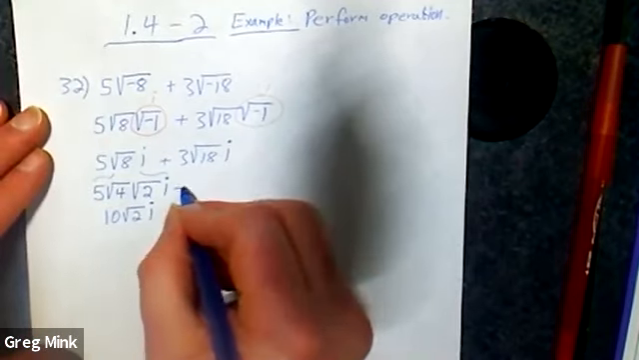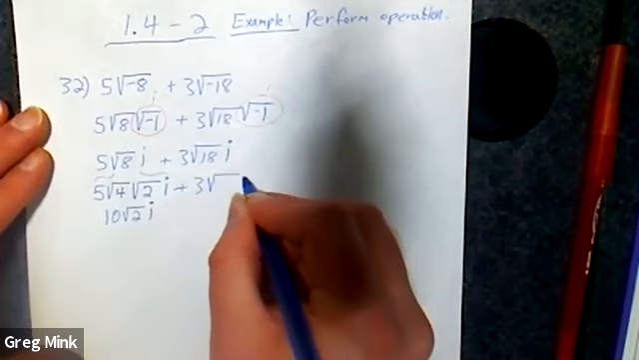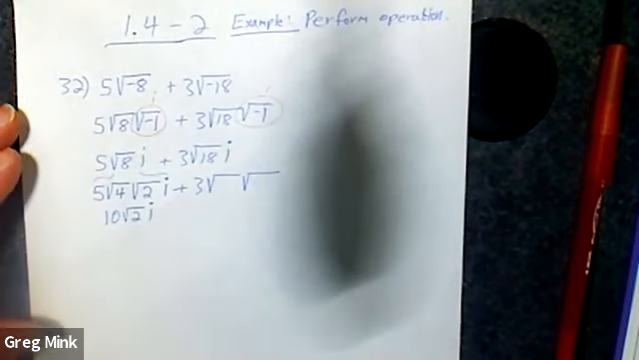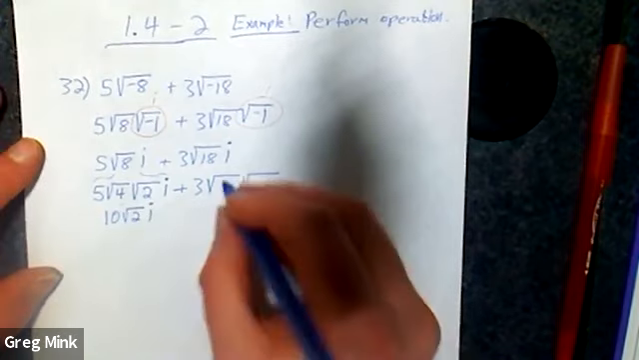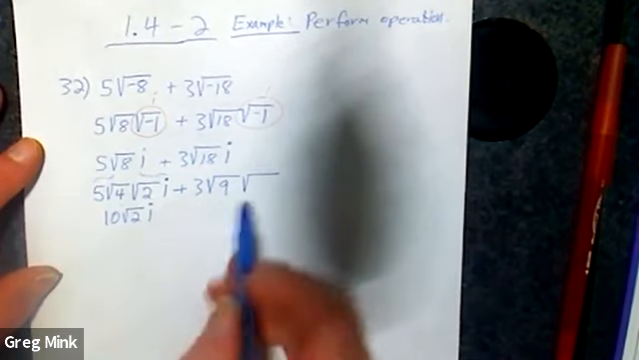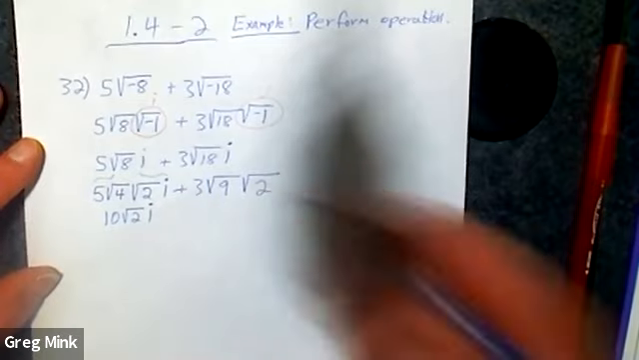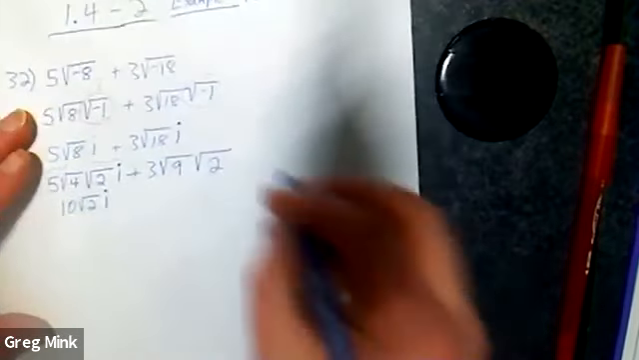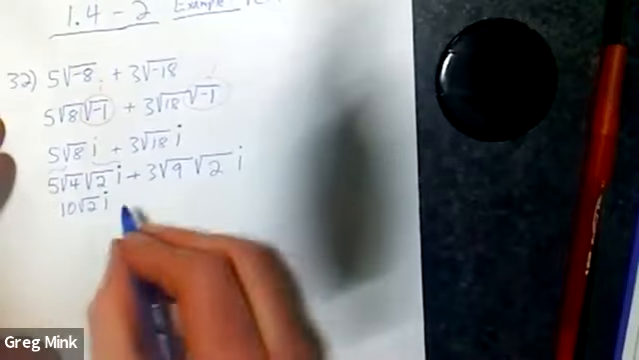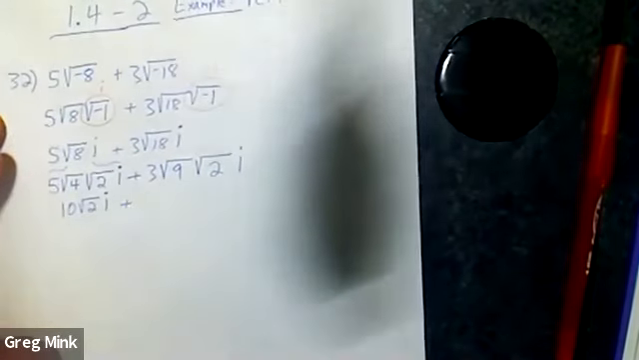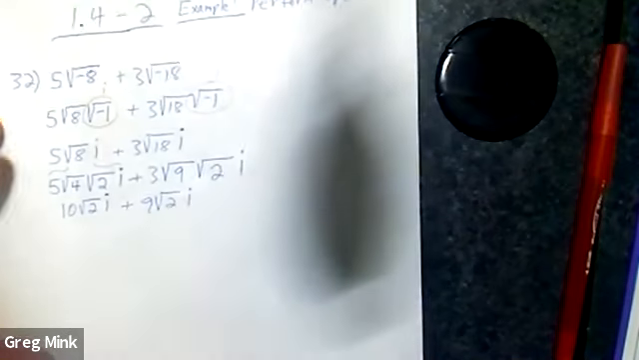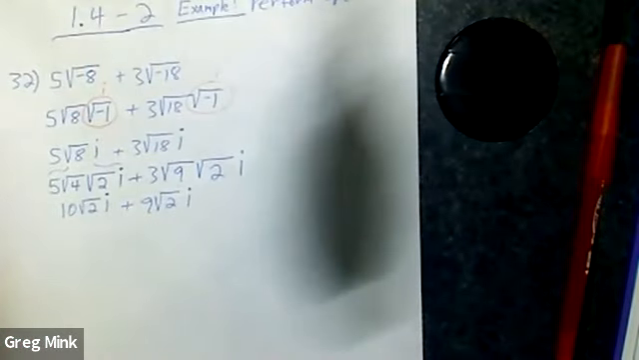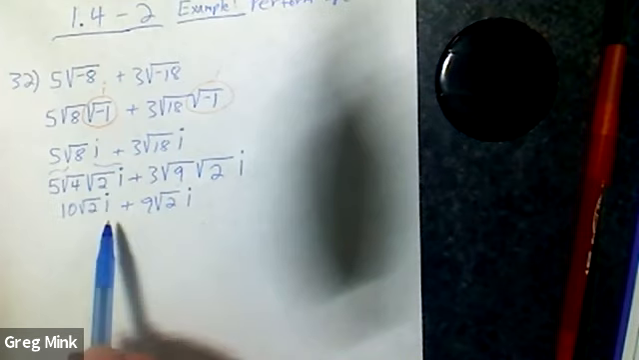Let's see if I can do the next part. How about 18? Is there a perfect square that goes into 18? Something you know the square root of. How about 9? And 9 times what is 18? That's 2. Okay, and then I got my i out front. And I know the square root of 9 is 3. 3 times 3 is 9. So I'm here. Okay.